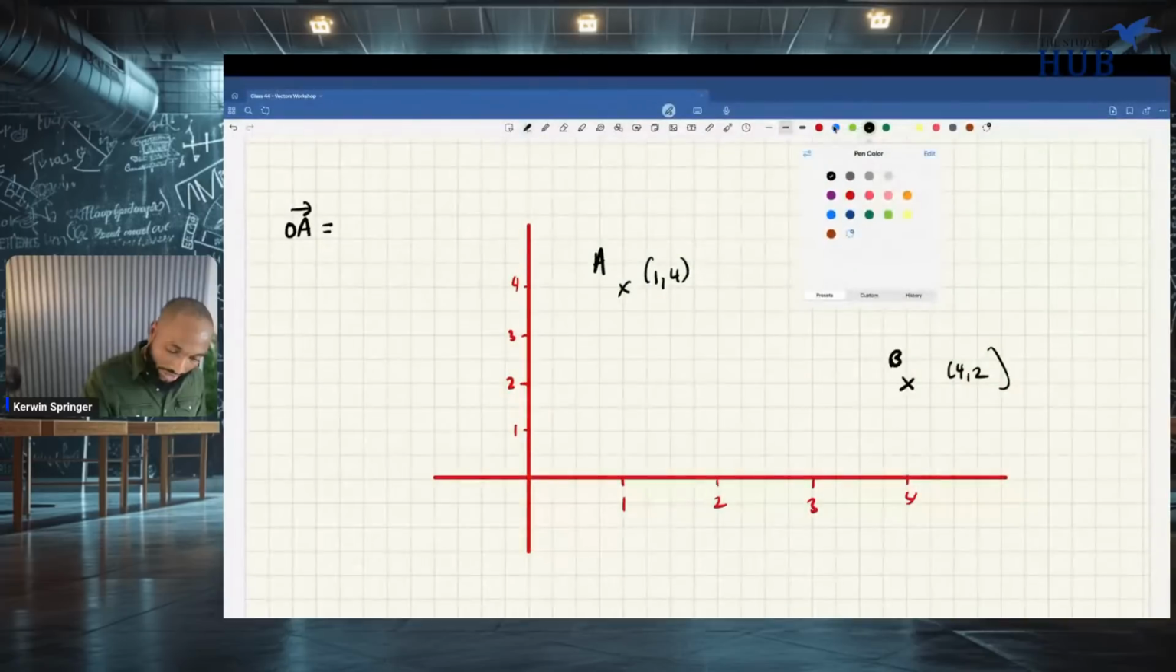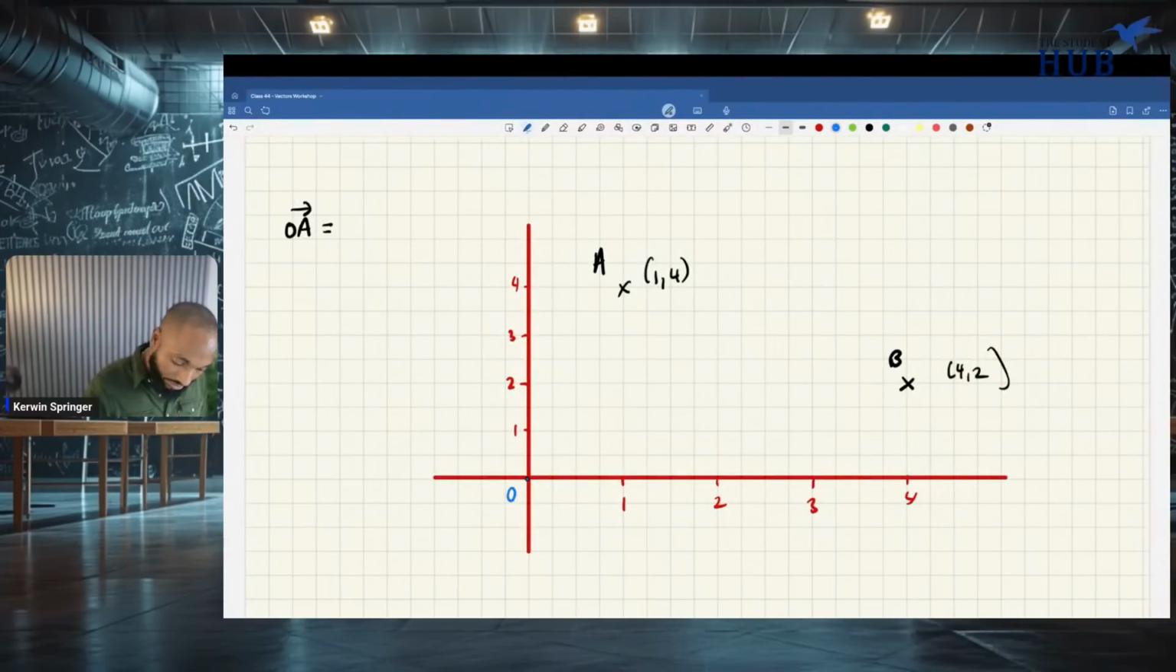OA is like if I started on the origin, easiest question in CSEC. The origin is the 0, 0 marker right here. This is the point 0, 0. And I went straight up to A. Now, vectors tell me how much I go across, 1. How much do I go up? 1, 2, 3, 4. Understood? So I went across 1, went up 4, 1, 4.